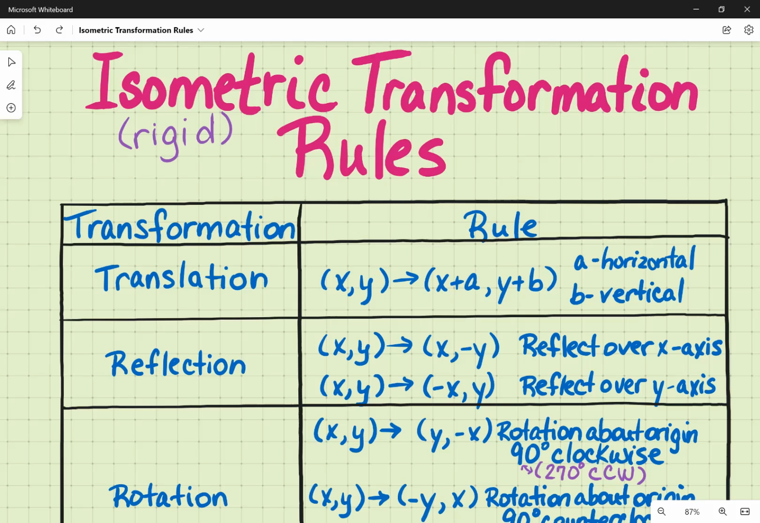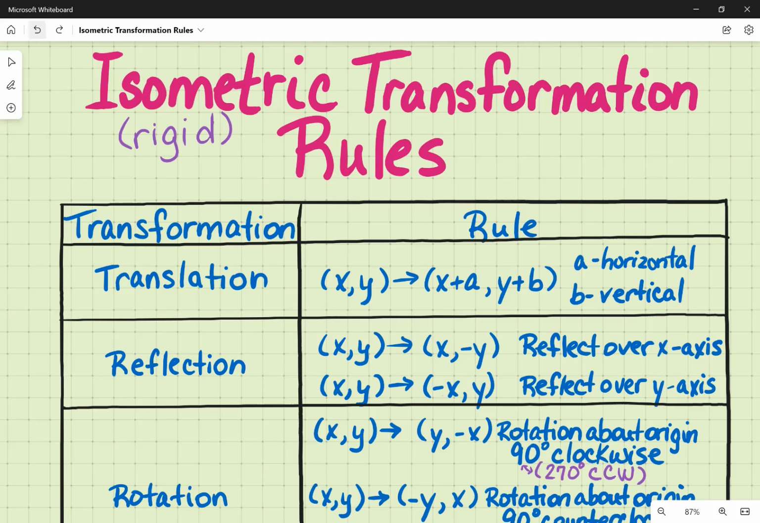So reflection, again, if I'm starting off from my original X and Y values, I have two options in this case. If I'm reflecting over the X axis, my X value is just going to remain the same. The only thing that's going to change is my Y is going to be multiplied times -1. And vice versa, if I'm trying to reflect over my Y axis, my Y value will remain the same, and I am just simply going to multiply my X value by -1.